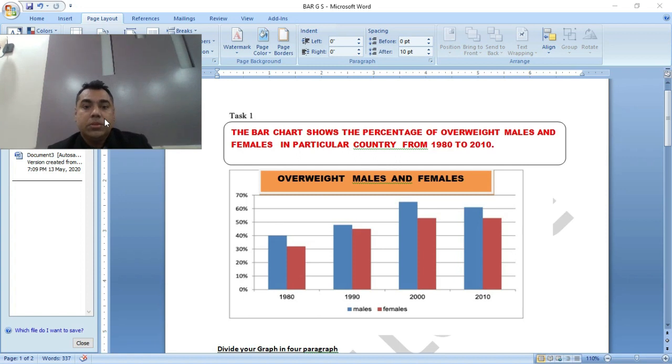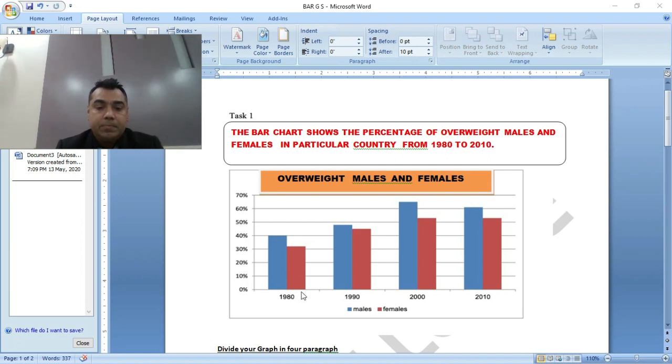Okay, so whenever you are starting a bar graph, I will recommend that you look in a clockwise direction, from top, right, bottom and left, as you have to include all of this information in your introduction. So first paragraph will be your introduction about the chart. What is the chart about? That you have to include in paragraph number 1.